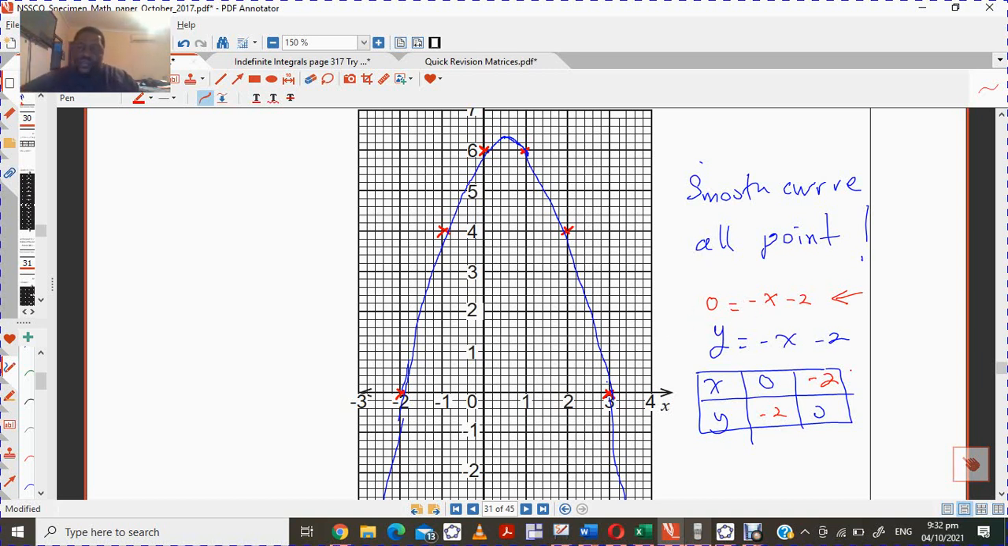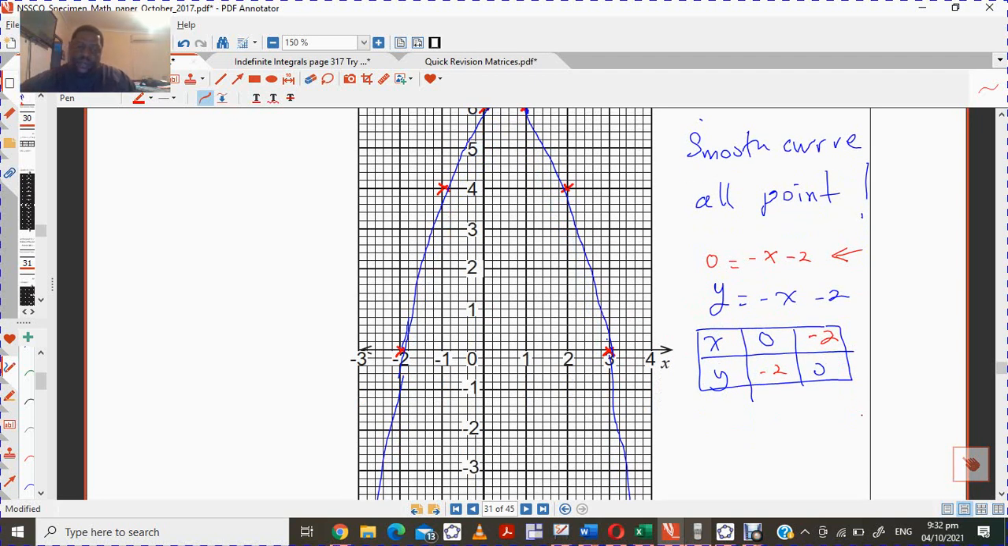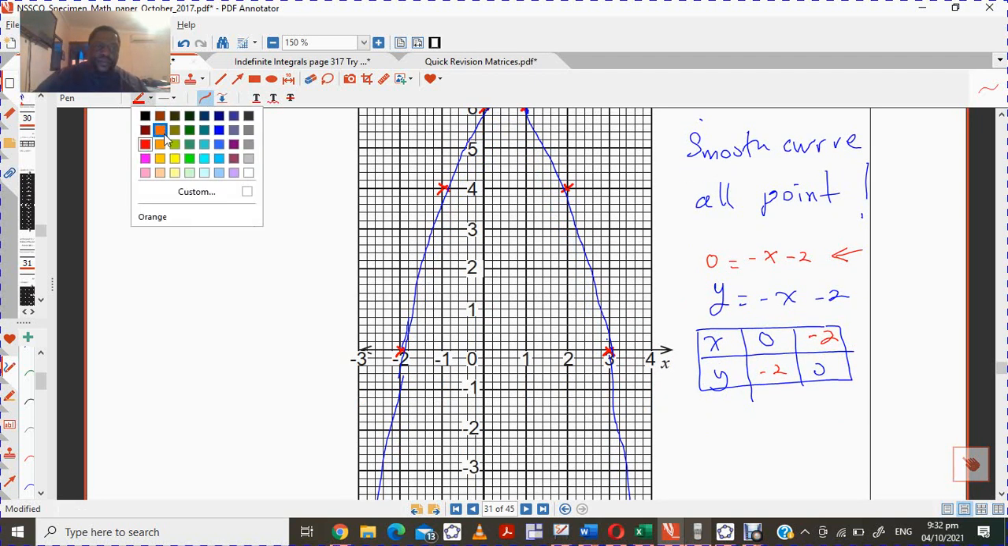Now we can actually plot those points. x is 0, comma negative 2. Well, it's a common point.